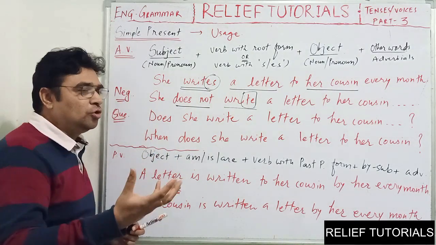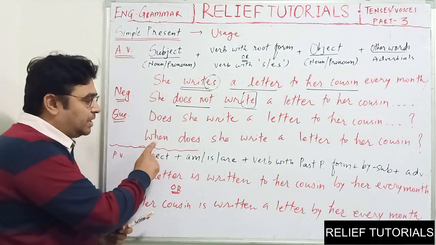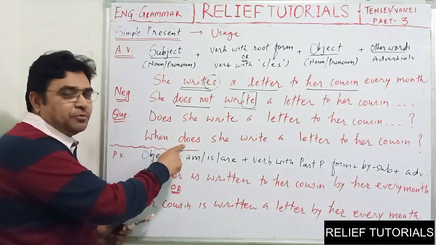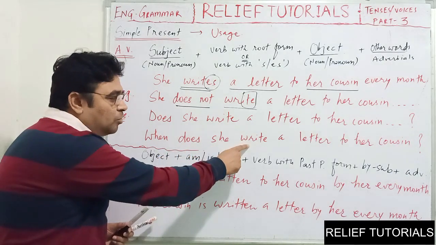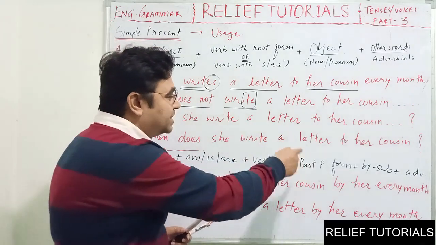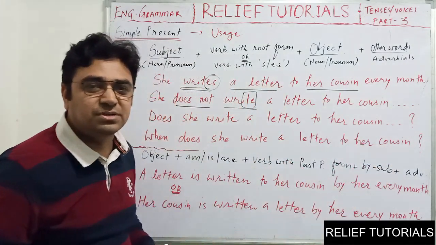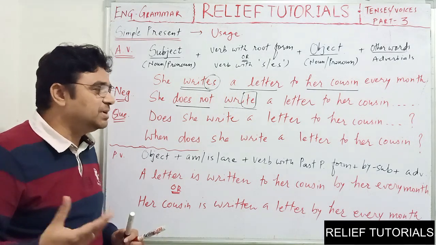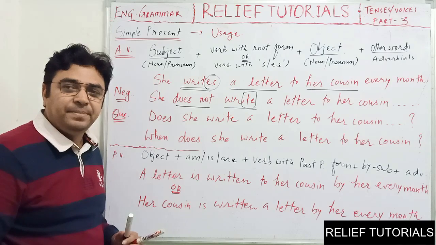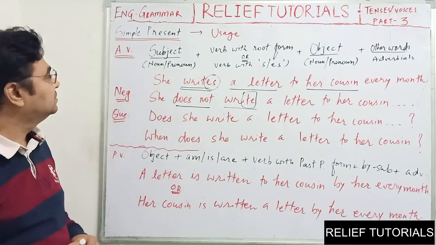For example, I want to know when this action happens, so I brought when in the beginning. After when, just to make it a question, the auxiliary verb does is there. Then comes the subject she, then the main verb write, then the object letter, then the other object to her cousin, and the rest of the words. So this is how it is made a question. Now this is all about active voice.